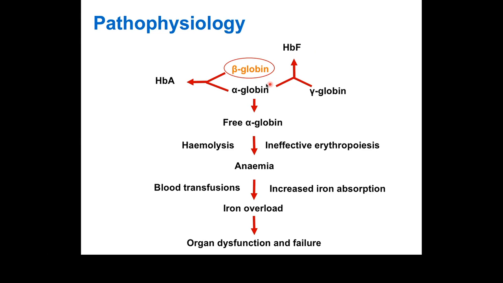But most alpha globin will be unpaired, excess free alpha globin, which precipitates in erythroid cells and causes destruction of these red cells in circulation, which is known as hemolysis, or in the bone marrow, ineffective erythropoiesis. Both these will lead to anemia. Due to anemia, these patients will receive multiple transfusions, and in patients with thalassemia, the intestinal iron absorption is increased. Both these will lead to iron overload. Iron overload will invariably lead to all the complications that we are familiar with.